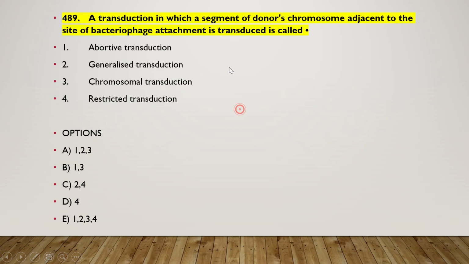Okay, so next one is, a transduction in which a segment of donor's chromosome adjacent to the site of bacteriophage attachment is transduced is called abortive transduction, generalized transduction, chromosomal transduction, or restricted transduction. And the right answer is option D, that is only 4. So restricted transduction is the right answer.